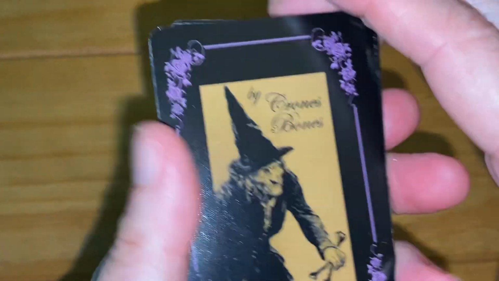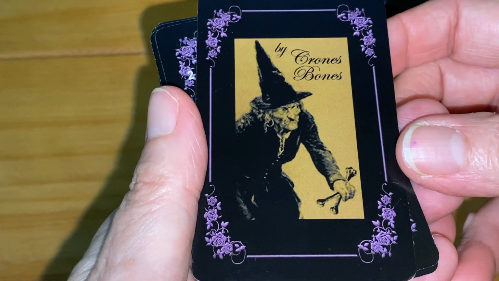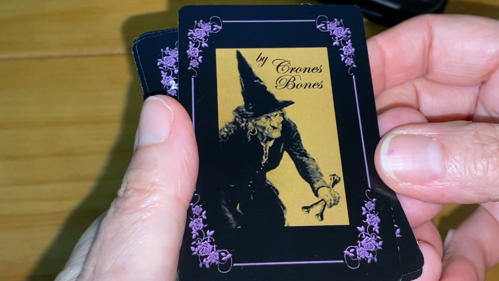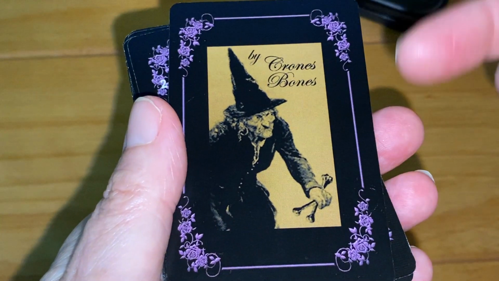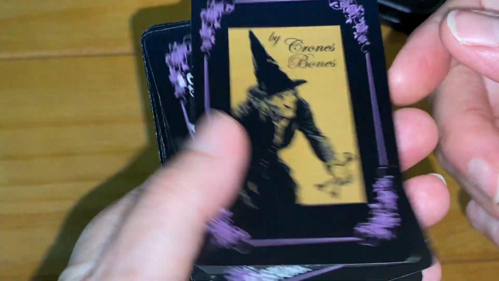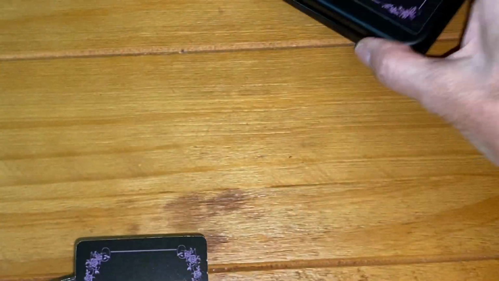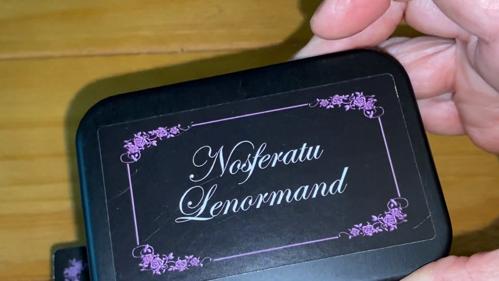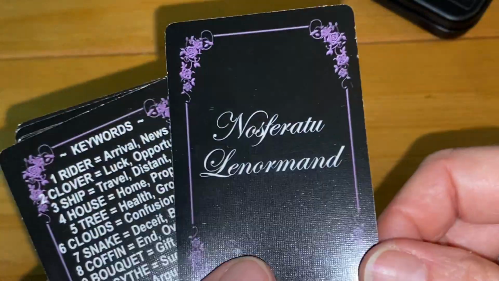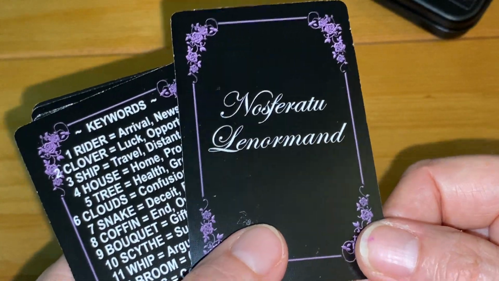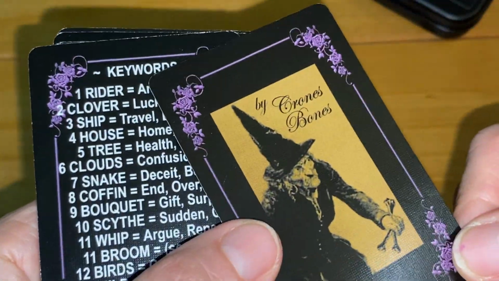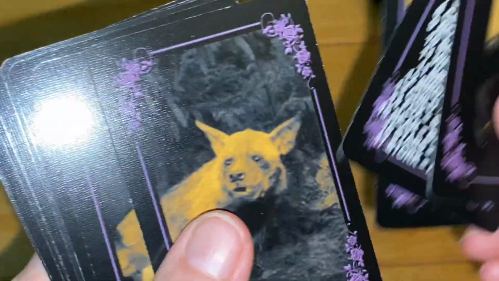So the Nosferatu deck was kind enough to supply this card that tells you who created the deck, or maybe this is a store, Crone's Bones, and then on the other side it has the name of the deck. So even though I can't tell you right now where I got this deck, all you have to do is type in Nosferatu Lenormand by Crone's Bones into a search engine, and bingo.